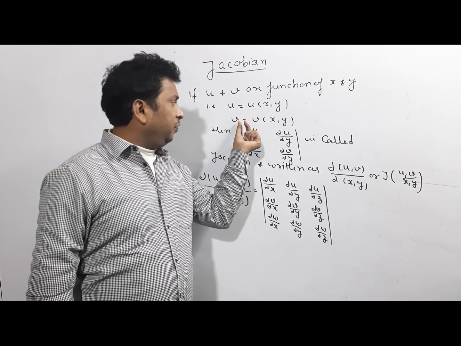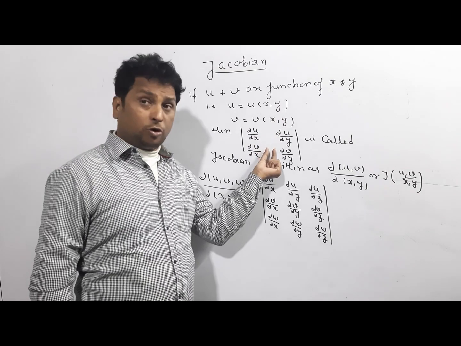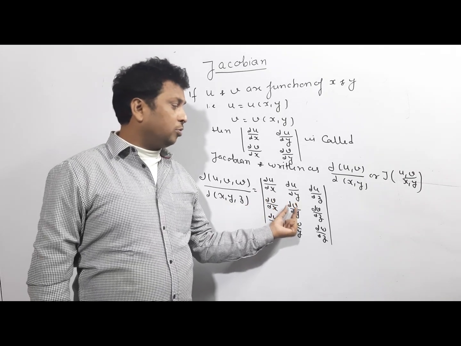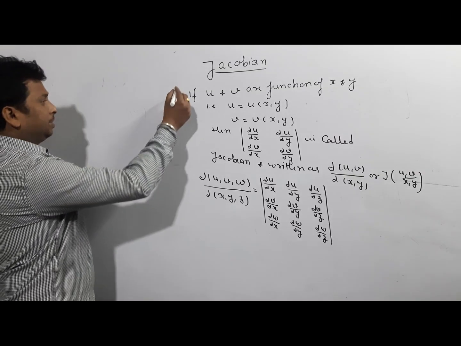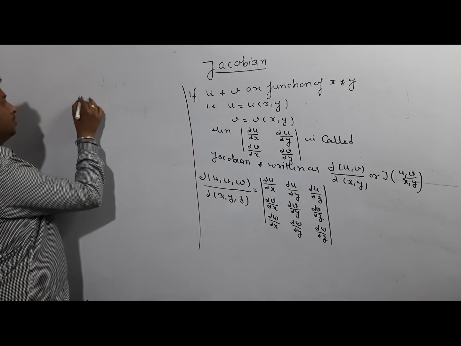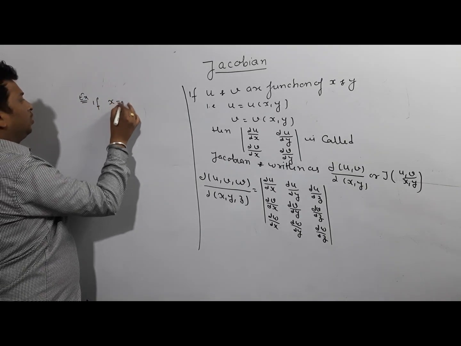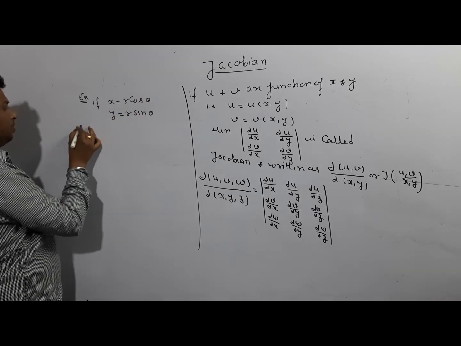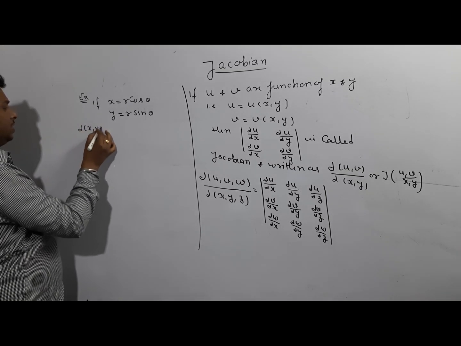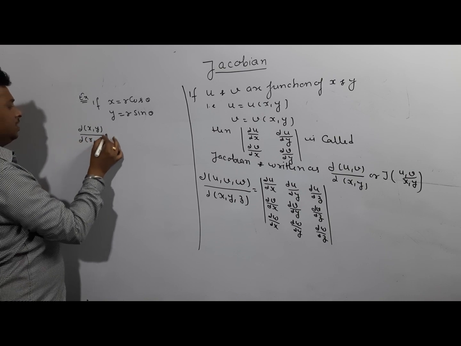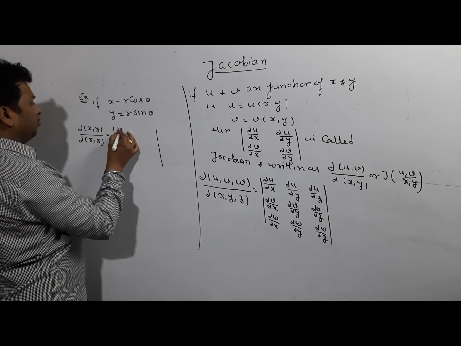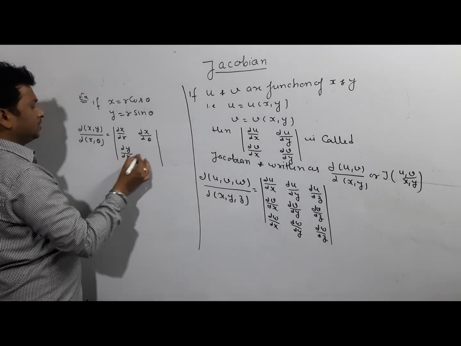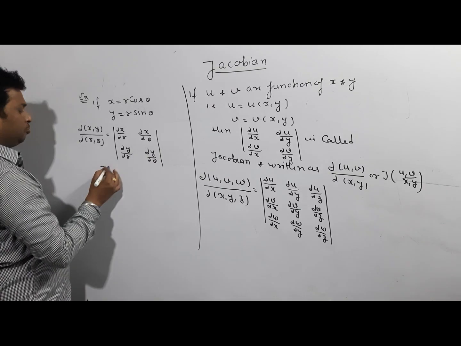So if u and v are functions of x and y, then this determinant is called Jacobian. Similarly, if u, v, w are functions of x, y, z, then this determinant is called Jacobian. And similarly, we can proceed for other variables. For example, if x is equal to r cos theta, y is equal to r sin theta, then what is the Jacobian of x, y with respect to r and theta? It's simple. Del x over del r, del x over del theta, del y over del r, del y over del theta. So put the values.